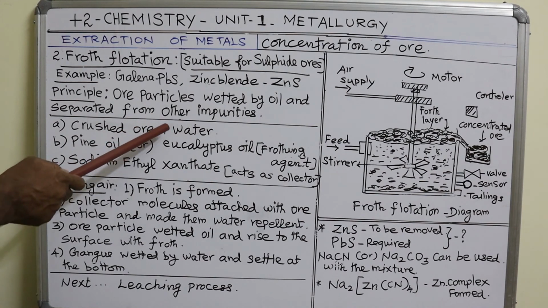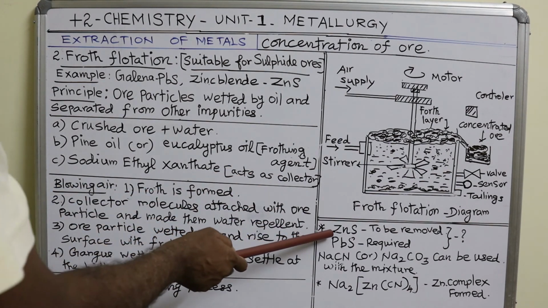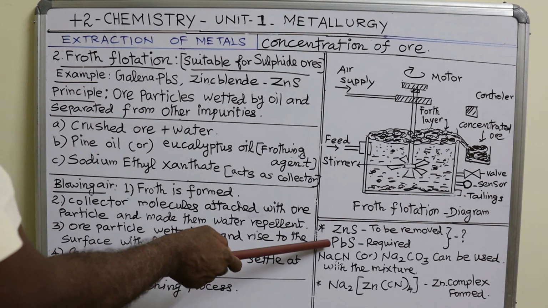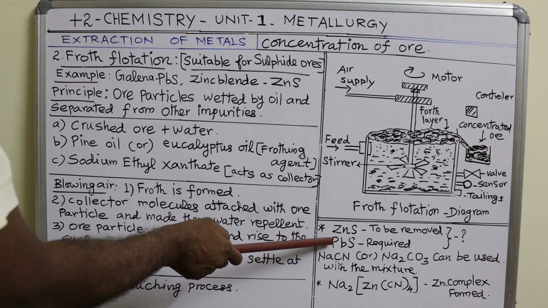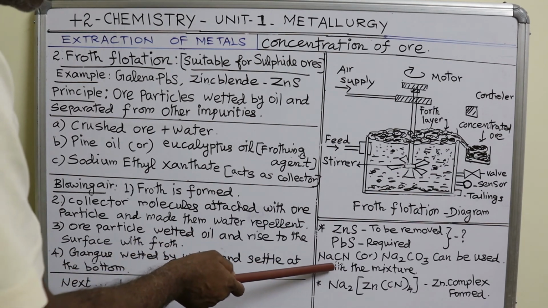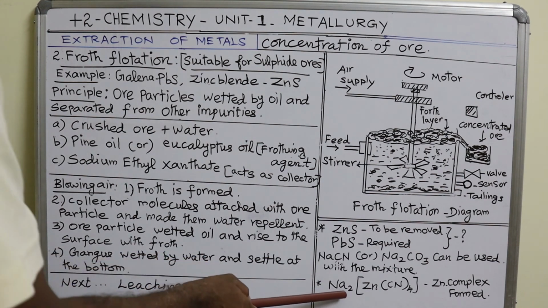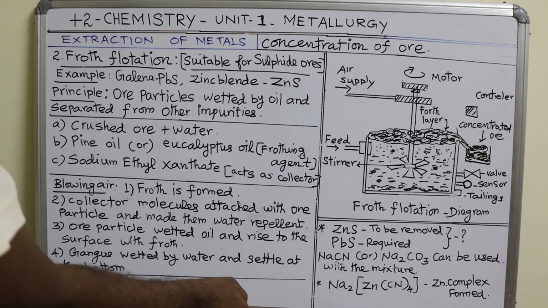So what is froth flotation? When they ask you to explain completely, you must remember these 4 points which are given here, and you can write it as a paragraph. Finally, suppose two or more sulphide ores are present and you want to remove one particular sulphide ore, what is to be added? They may ask, either sodium cyanide or sodium carbonate can be used here, and in what way it is removed and what is the complex substance formed there can also be asked as a one word answer.